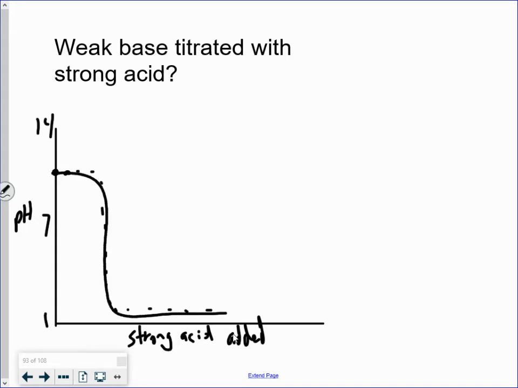All right, so we have a short buffer zone. I might lose my voice completely. Okay. And our endpoint is below 7. Okay, enough of that. Moving on.